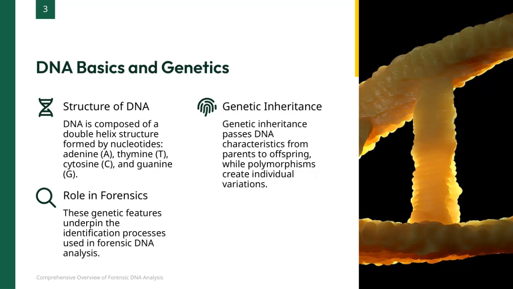DNA is structured as a double helix, made up of four nucleotide bases: adenine, thymine, cytosine, and guanine. These bases pair up in a specific way, forming the rungs of the DNA ladder. Genetic inheritance is all about how this DNA, with its unique sequence, is passed down from parents to their children. While most of our DNA is similar, polymorphisms introduce small variations that make each of us unique. These genetic differences are crucial in forensic science because they allow experts to identify individuals based on their DNA, making it a powerful tool in criminal investigations.